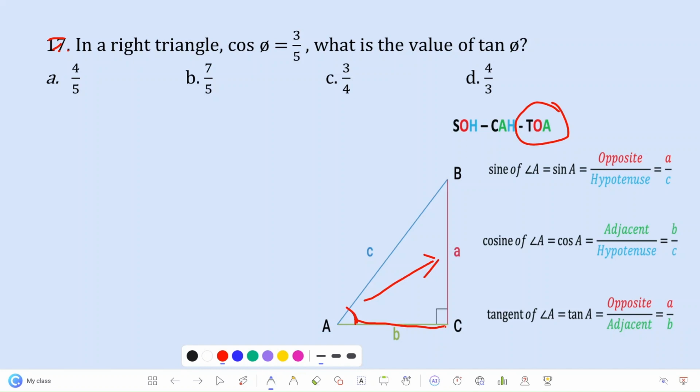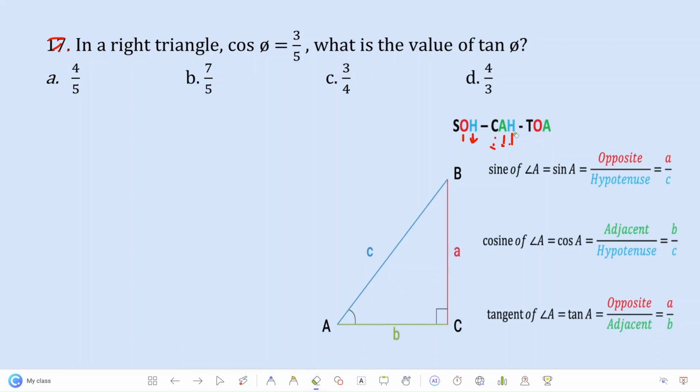Again, S is sine, O is the opposite, H is the hypotenuse. Ang sa K naman, cosine, is adjacent over the hypotenuse. At ang TOA naman is tangent is equal to the opposite over the adjacent. So, napakadali pong tandaan ng SOHCAHTOA at I suggest na i-memorize po natin ito, i-familiarize natin ito by heart para po maging madali para sa atin ang pag-solve ng trigonometry.